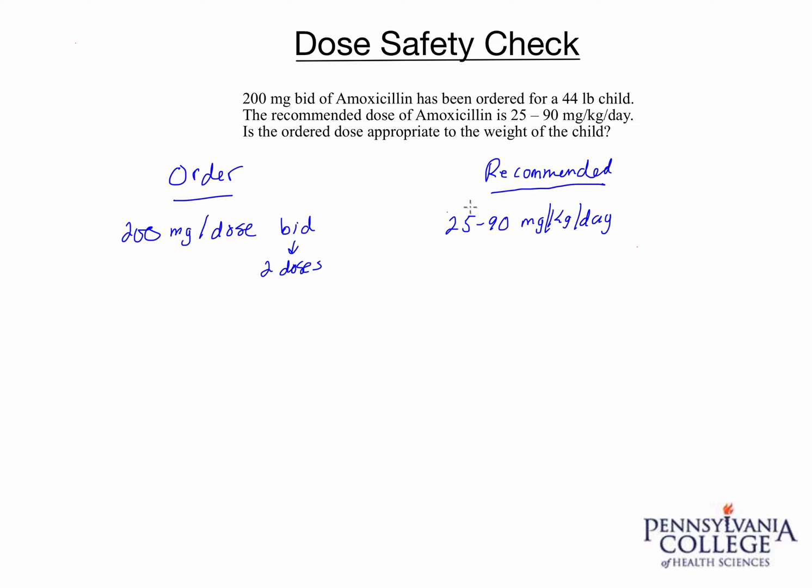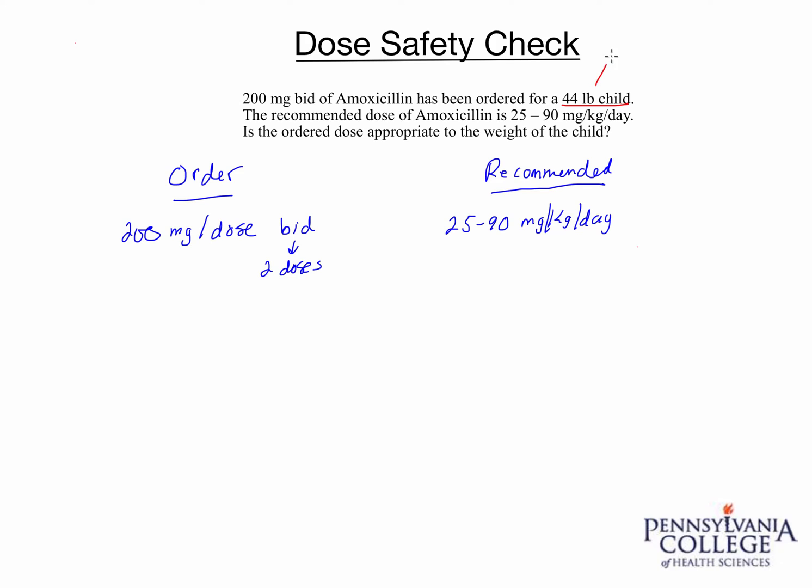They both have milligrams, so that's good. We notice that order just has a unit of dose, where recommended has kilograms and day. Therefore, it should be obvious what we need to do is to eliminate this unit of kilograms. And in order to do that, I need to multiply by the patient's weight. If I look at the patient's weight, I am told that this child weighs 44 pounds. I cannot, as I see it right now, use pounds to eliminate kilograms.